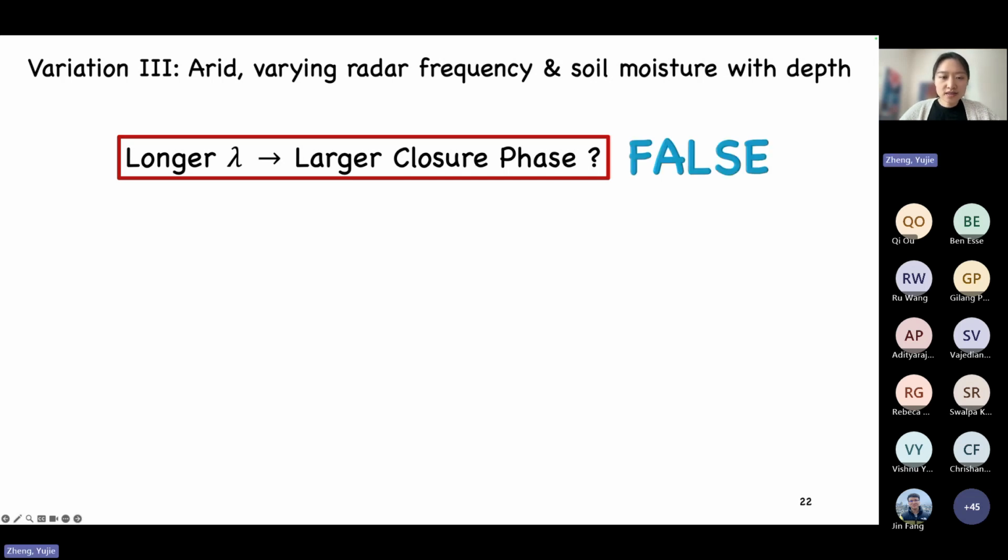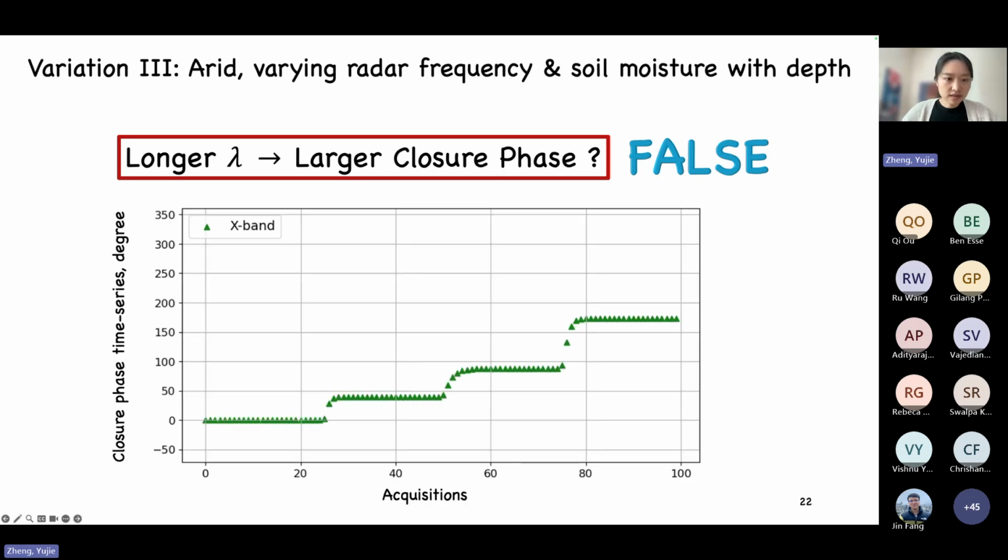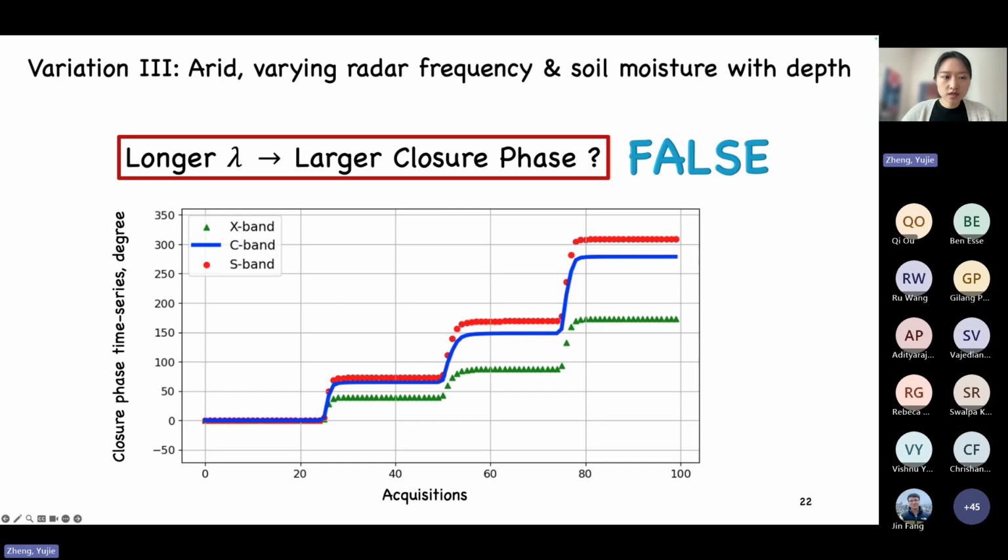We find that this is actually not the case. So here are the results. This is the predicted closure phase time series for X band, C band a lot larger, S band slightly larger than C band. But when we come to L band, it actually is smaller than C band. So that is somewhat surprising initially.